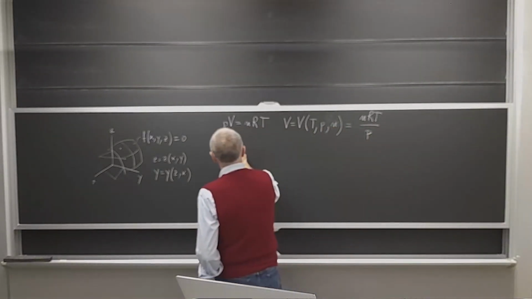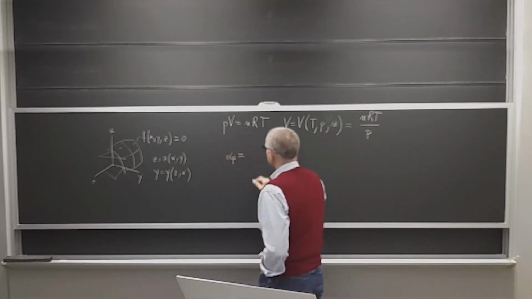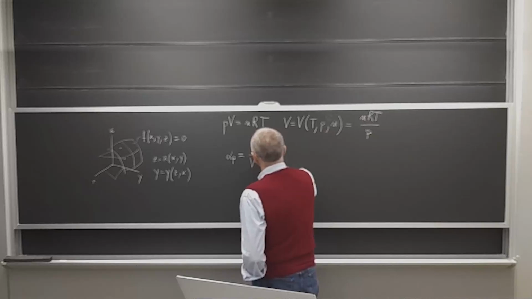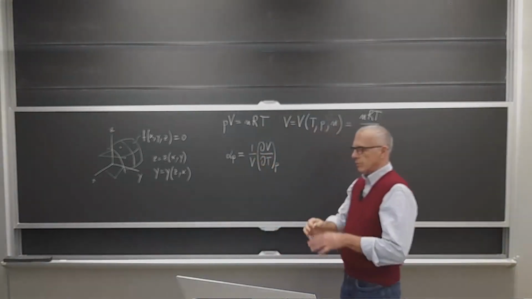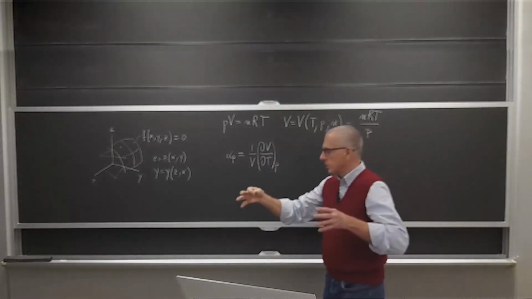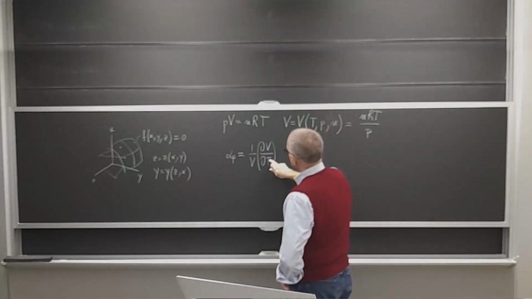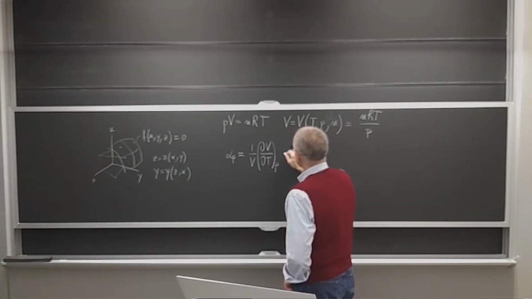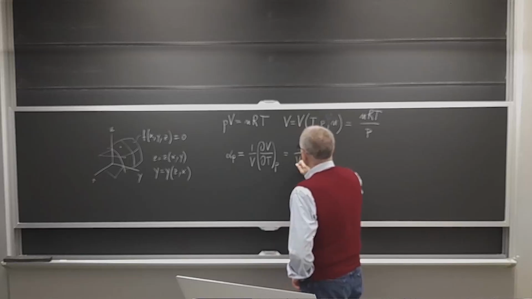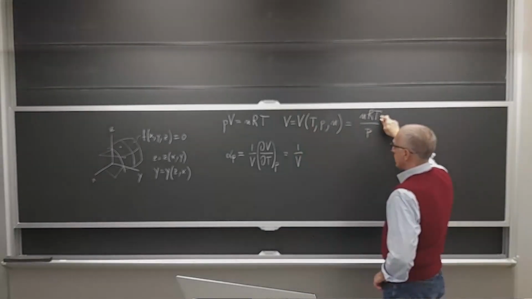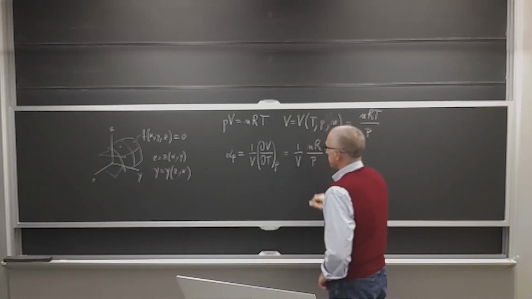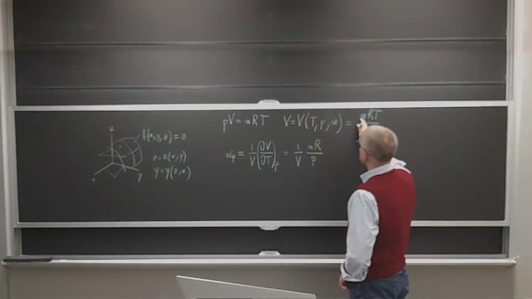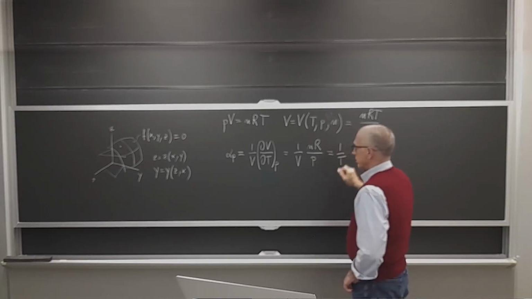So it's easy to compute, for example, alpha P. Alpha P is 1 over V, the derivative of V with respect to T at constant pressure. So it's how much the expansion for a given increasing temperature. All right? So it's 1 over V. The derivative of V with respect to T is easy. It's nR over P. And if you use that again, this is 1 over T.